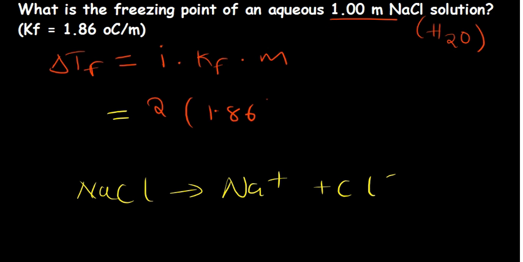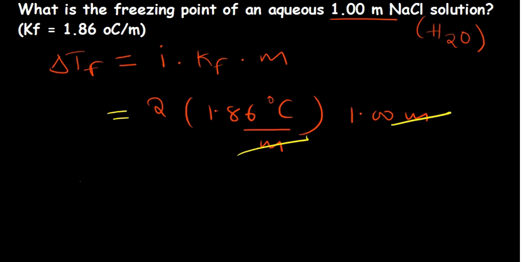I can show a bit of some dimensional analysis. So degrees Celsius over molar multiplied by molar concentration. So you notice that the molar concentration will actually cancel out. So the resulting answer becomes degrees Celsius. So 2 multiplied by 1.86 times 1, we have 3.72. 3.72 what? Degrees Celsius.